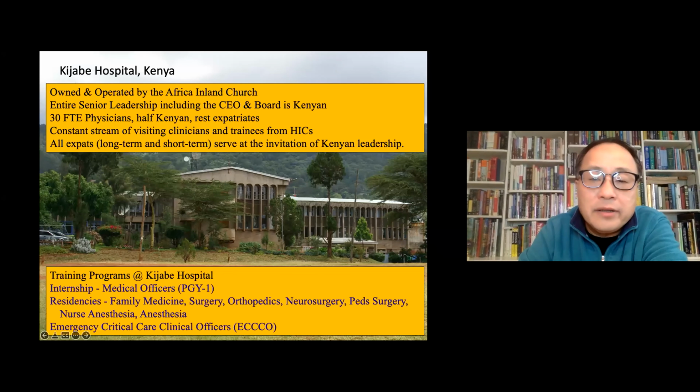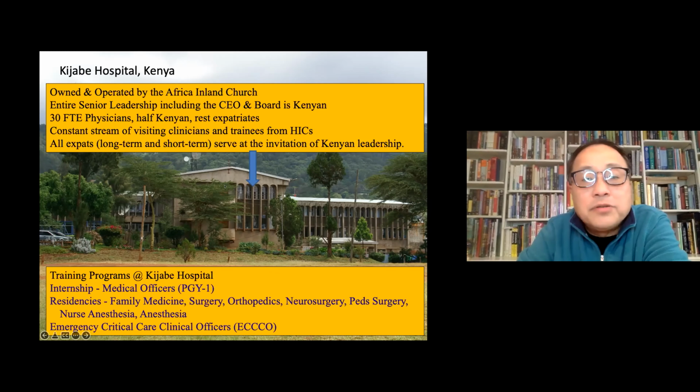And this is kind of an interesting institution in that it has had a long partnership with high-income country institutions. So for example, the anesthesia program, initially with the nurse anesthesia program, and now with the anesthesia residency program, it's had long-term partnerships with places like Vanderbilt University, and so they have a long track record of successful partnerships.